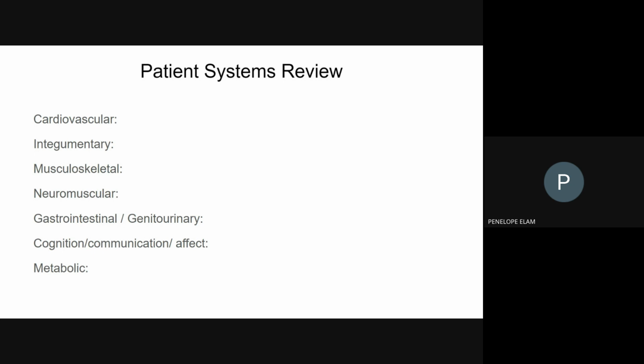Cognition, communication, and affect. Obviously, if there are any safety awareness or judgment deficits, those could impact their ability for falls and balance as well. And then we also would look at metabolic.